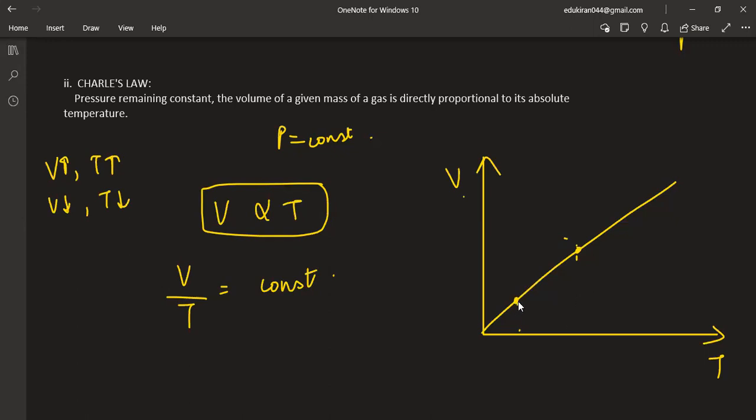Suppose if I choose this point, this will be the value of temperature, and this will be the value of volume. If I choose this other point, this will be the value of temperature, and this will be the value of volume. So they have direct proportionality, meaning if temperature is increasing, volume will increase. If volume is decreasing, temperature will also decrease.